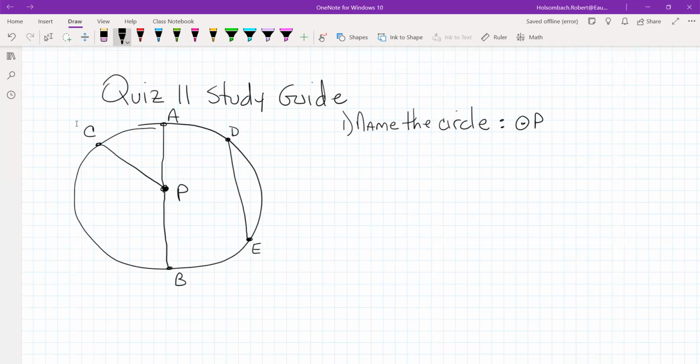Number 2, name a radius. In this picture right now, there are 3 radii. There's a radius that goes from P to C. There's a radius that goes from P to A. And there's a third radius that goes from P to B. All 3 of those are radii.